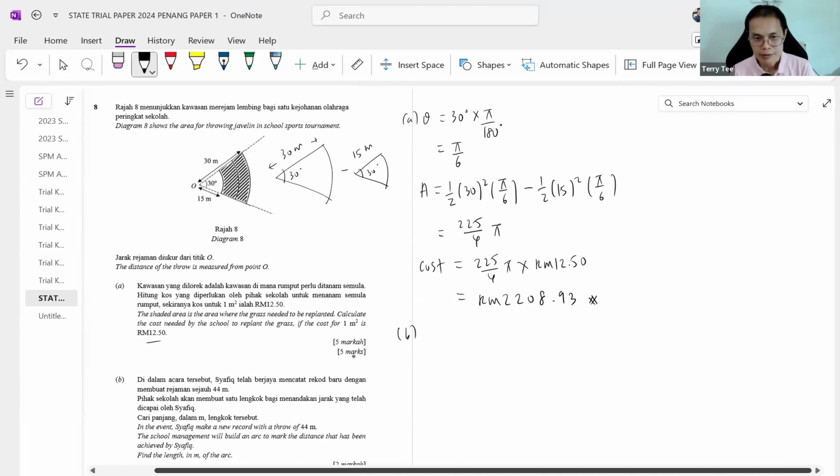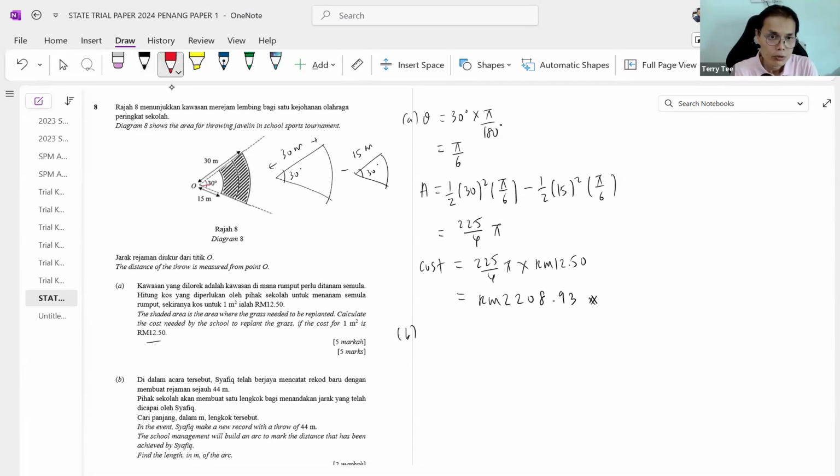Now, next, in the event, Shafiq made a new record with a throw of 44 meter. So the school management will build an arc to mark the distance that has been achieved by Shafiq. So find the length of arc. Okay, so he managed to throw 44 meter. This 44 meter is thrown from point O. Maybe I just show you here, maybe around here, 44 meter, right? So they're going to draw an arc and build the arc here. So this is also 44 meter, right?